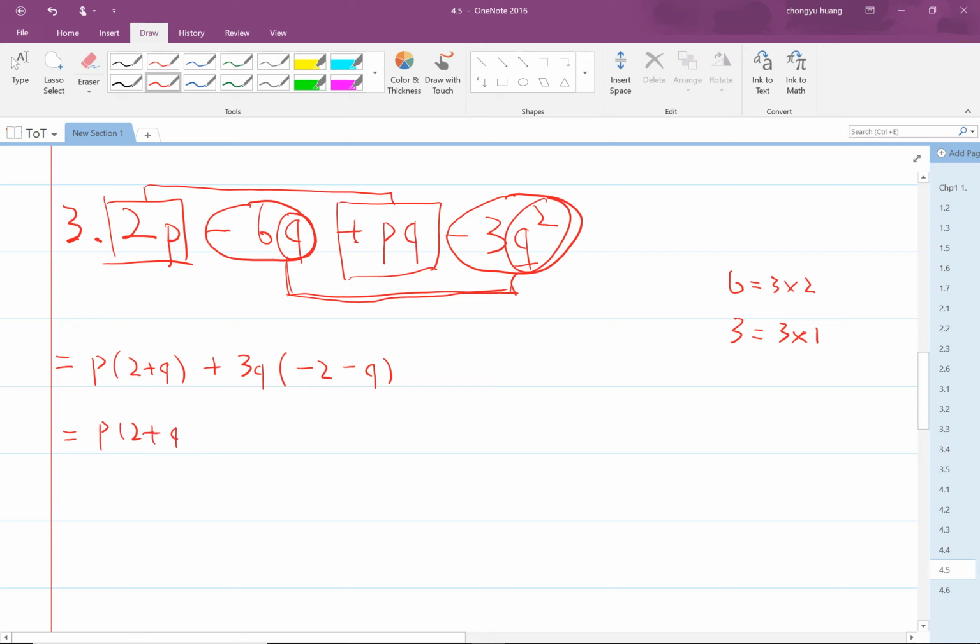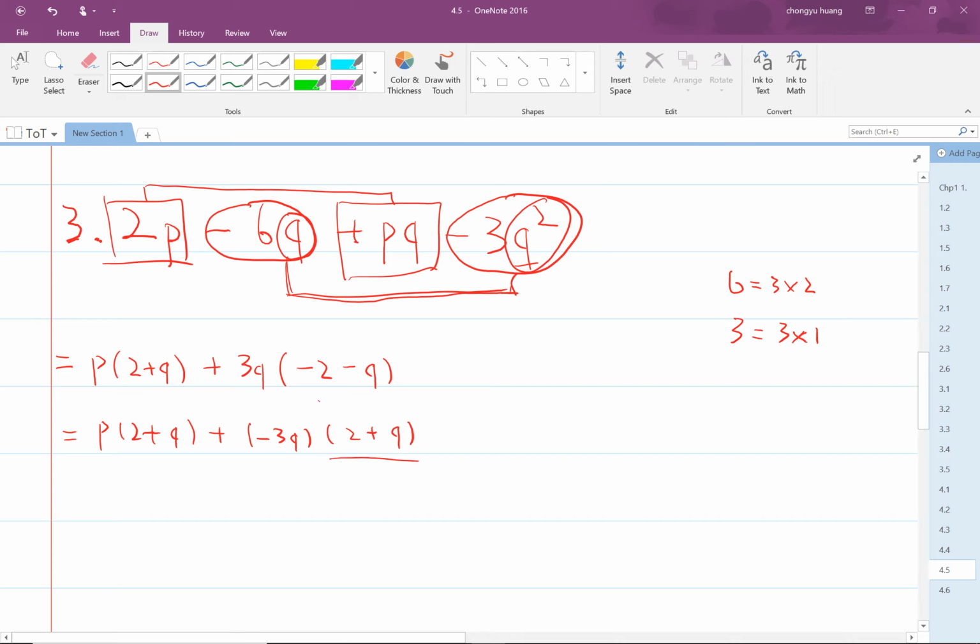Okay, so now what we're gonna do is, actually over here it should be negative 3q. After we take out the negative, the thing in the bracket becomes 2 plus q, right?